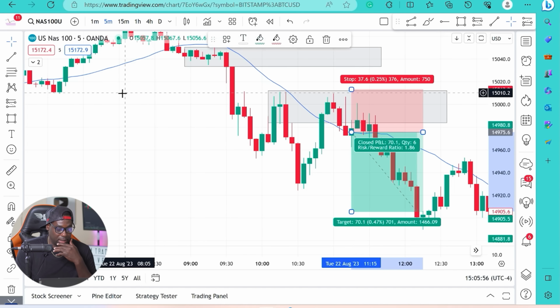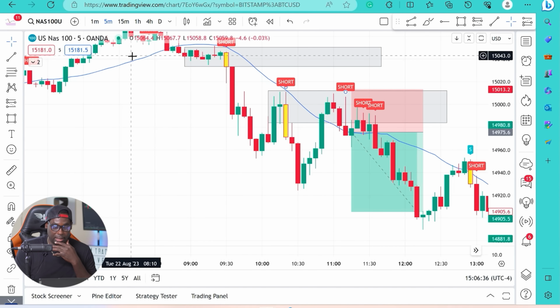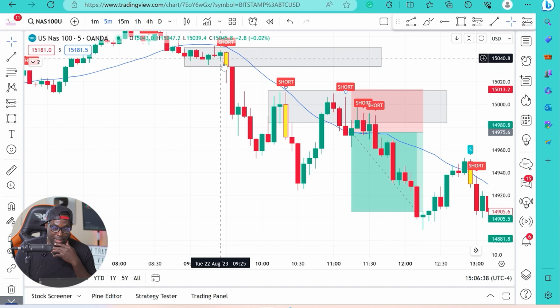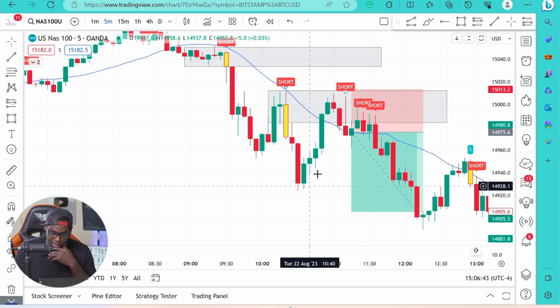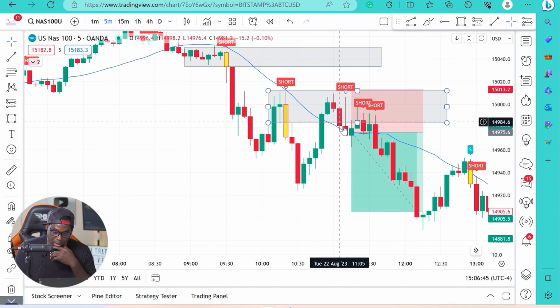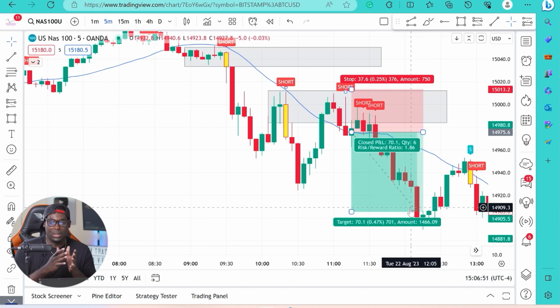Now let's look at the indicator real quick. Okay, so guys, look at this right here. The indicator shows you this nice supply right here, but again, price never came here. It shows you this supply we talked about. It came here, notice how I have a nice short confirmation right here, and price went to the downside.